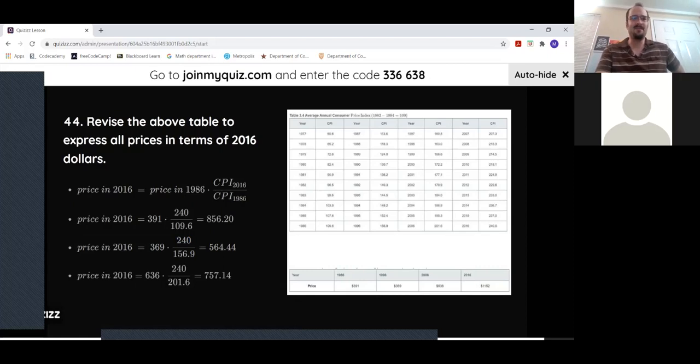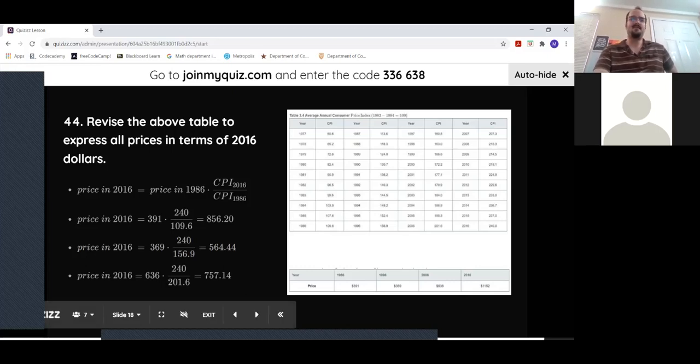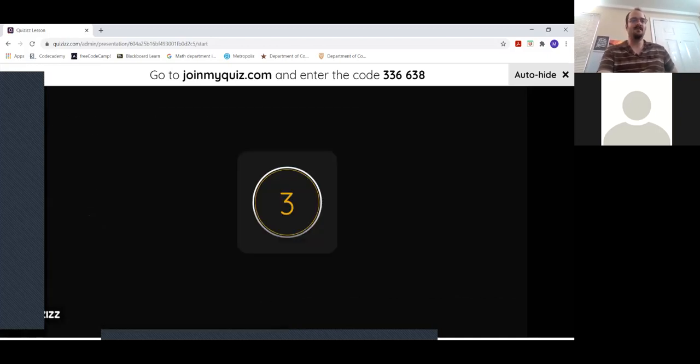And the last one, if I do 2006, its CPI is 201.6. The amount I want to convert is 636. I should be getting a Jetliner 757.